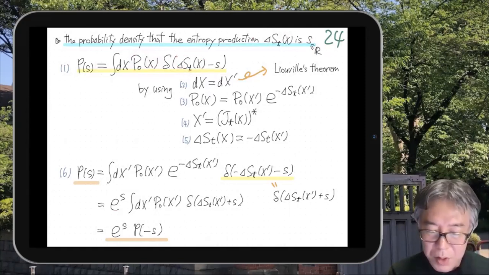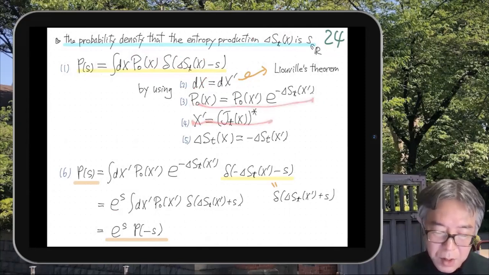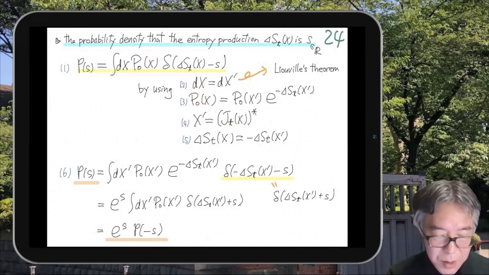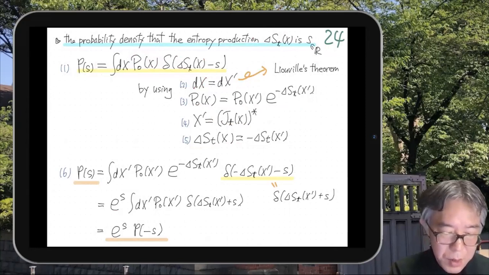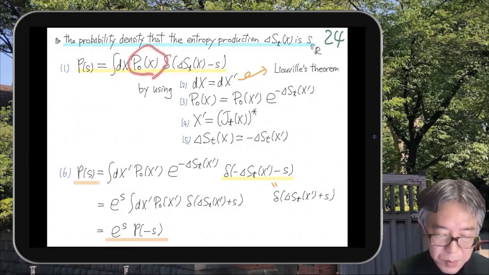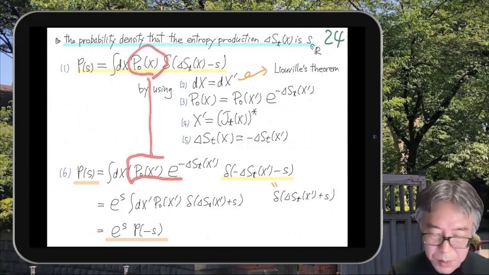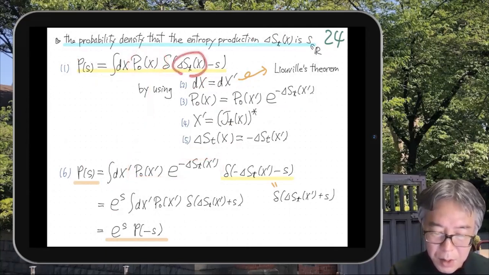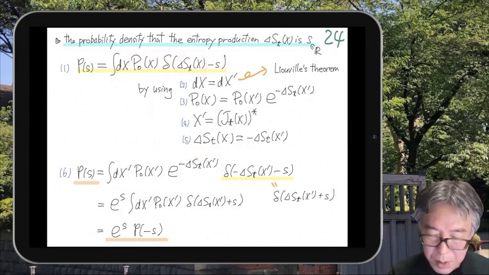Now we use all these symmetries. This comes from the Liouville theorem. This is what we derived. This is just the definition, and this is the symmetry that we derived. Now, P_S equals this, and dx becomes simply dx prime because of Liouville's theorem. This p_0(x) becomes this because of this one. And delta(S(x)) can be rewritten like this.